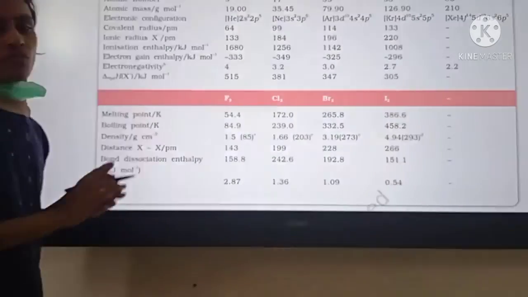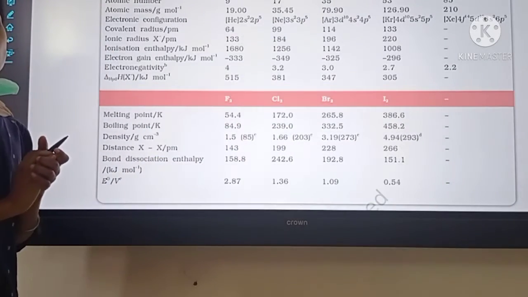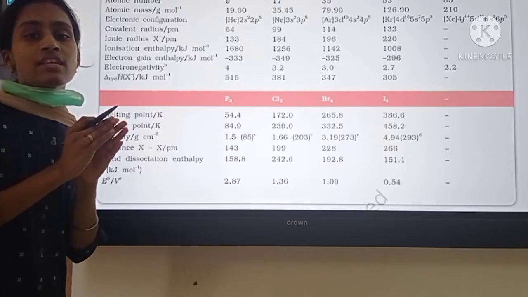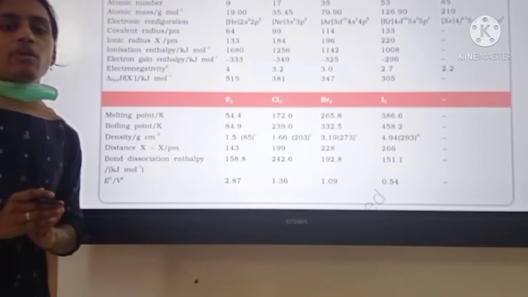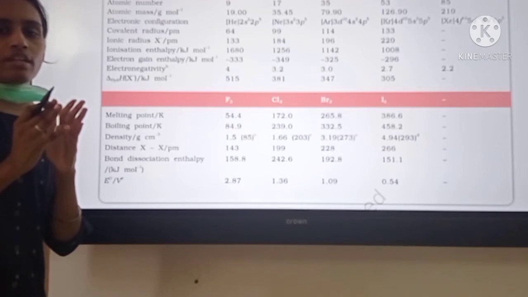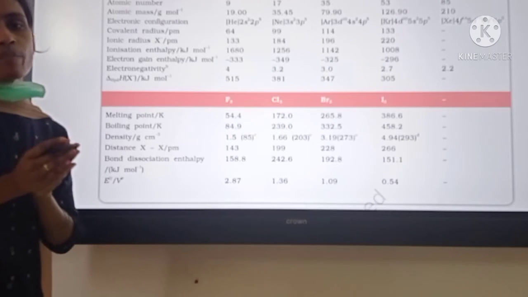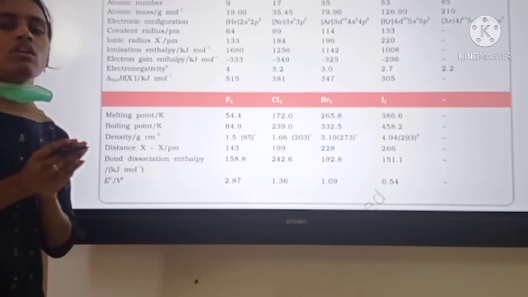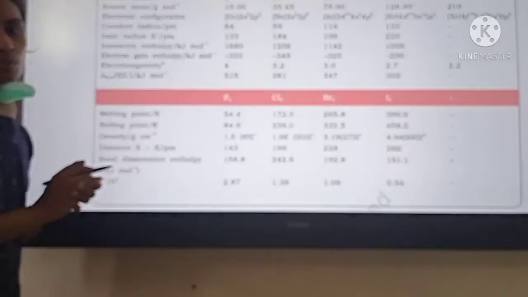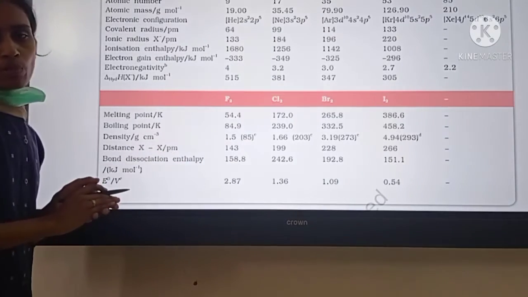So melting point increases from top to bottom, and boiling point also increases from top to bottom because van der Waals forces increase from top to bottom. That's why fluorine and chlorine are gases, bromine is a liquid and iodine is a solid. London dispersion forces increase from top to bottom, which is why iodine is found in the solid state. Density also increases from top to bottom, and bond length also increases from top to bottom.